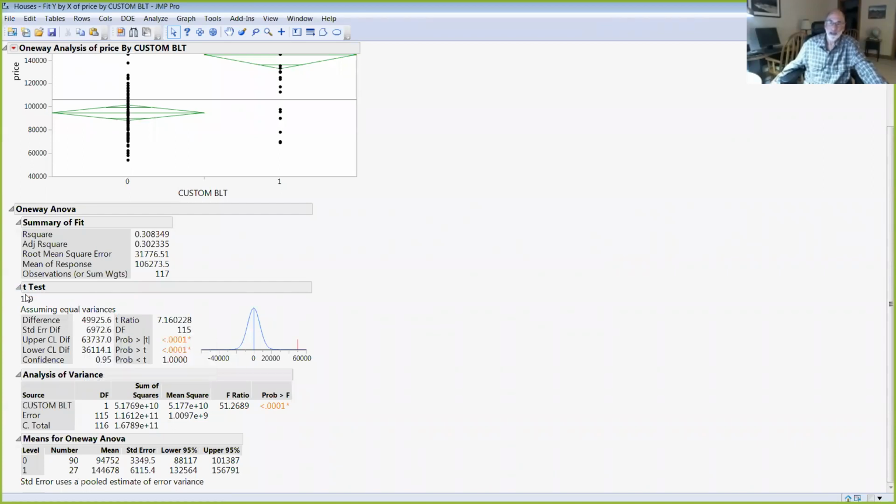Notice that the t-test says 1 minus 0, so it's group 1 minus group 0 that it's reporting. If it was group 0 minus group 1, it would be a negative 49,000. So the way to interpret the 50,000 difference is that group 1 has a mean $50,000 higher than group 0.